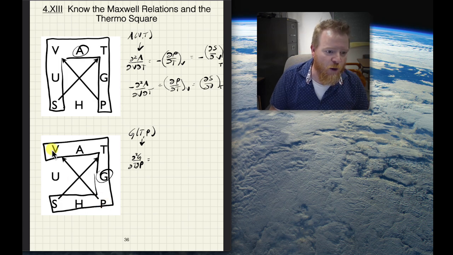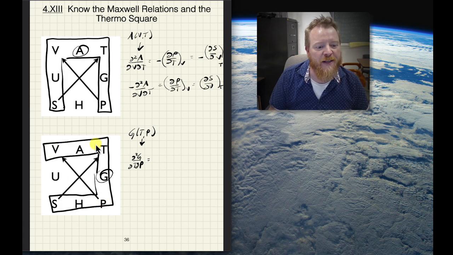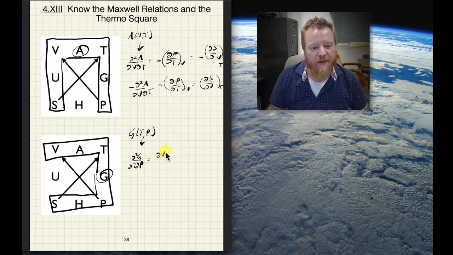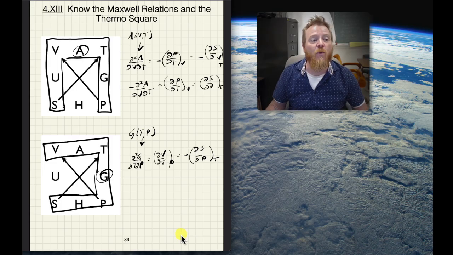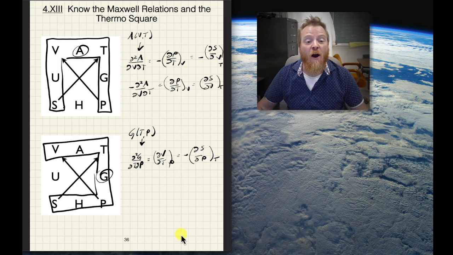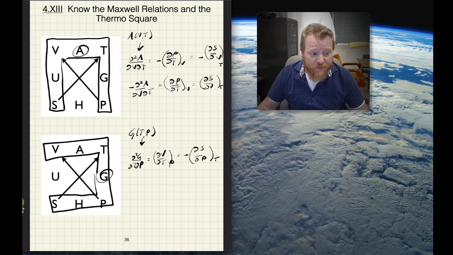Okay, so looking at its Maxwell relation with temperature and pressure, we'll start with the pressure arrow and we'll travel over to volume. So that's partial of V by partial of T at constant P. And then now we'll go to the temperature arrow and we're traveling against it. So that's a negative sign. So that's negative partial of S by partial of P, all at constant T. Lovely. So that is how we can quickly regurgitate our Maxwell relations.